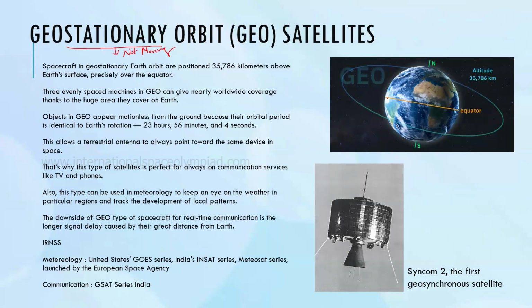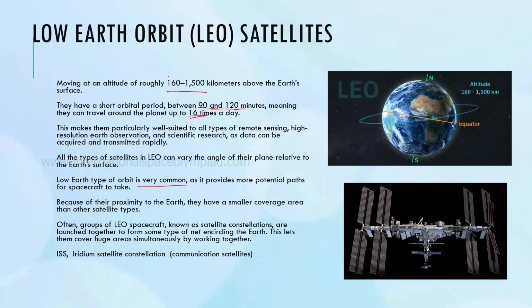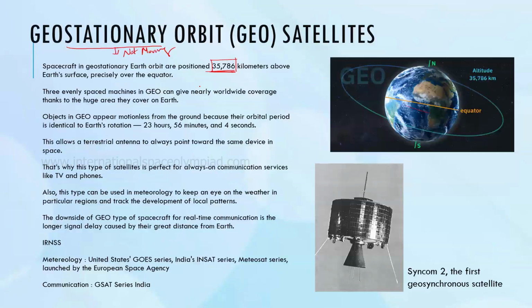Here you can see this is the equator, and the satellite is at a certain distance. That distance is so important, which is 35,786 kilometers. It is not a range. In medium Earth orbit, we say it may be between some 5,000 to 20,000, and in low Earth orbit, 160 to 1,500 kilometers. But in the case of a geostationary orbit, the satellite should be positioned exactly at a height of 35,786 kilometers.